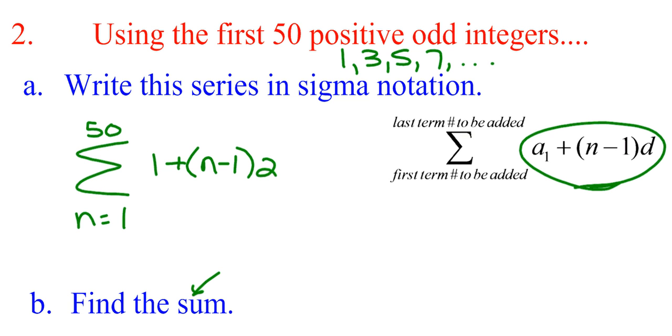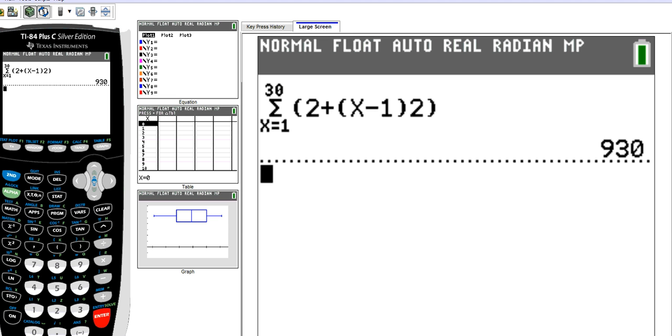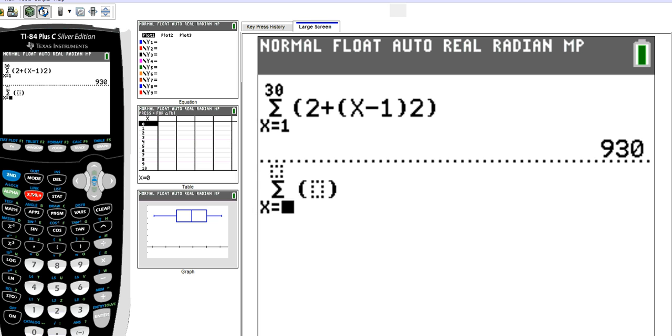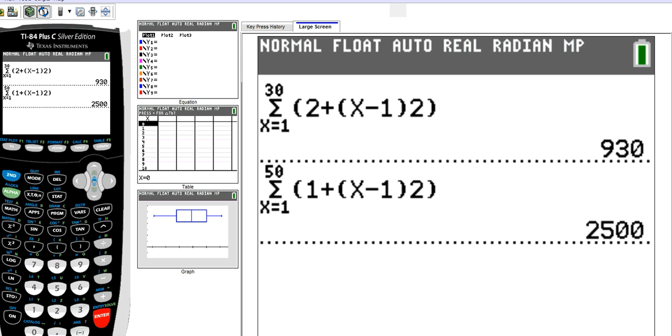So I'm going to go to my calculator and enter all of this. So on my calculator, I'm going to go math, 0, x, 1 to 50. And then our first term is 2. Sorry, I just put my notes. See, my first term is 1, excuse me. Plus, and then parenthesis, x minus 1 times our common difference. When I hit enter, I get the value of the first 50 terms.